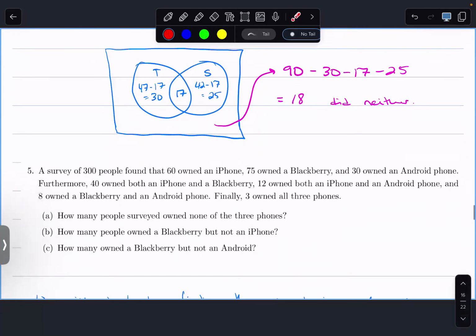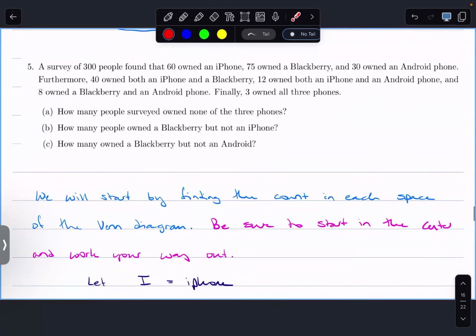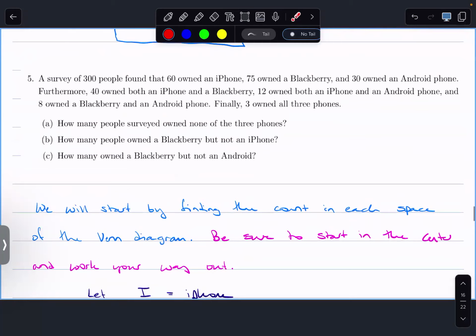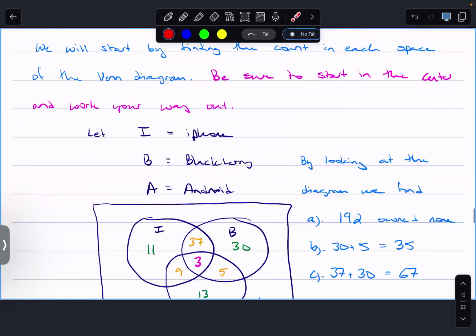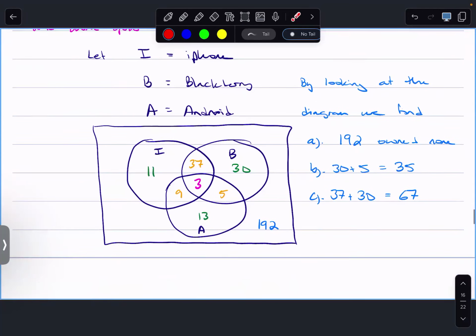Good. Blackberries and iPhones and Androids. Now, we're not going to work through this together because I know you worked on it, but I do want to talk about the different counts. I didn't do the math on here, but you're going to start here in the center with the 3 that had all 3.